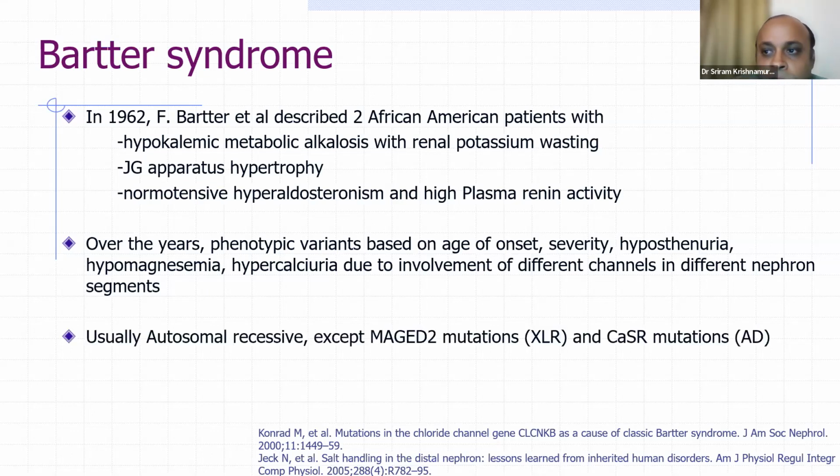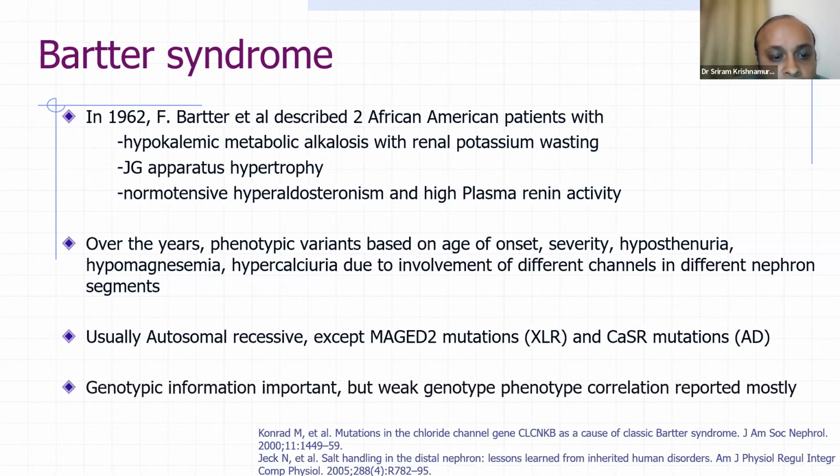And usually Bartter syndrome is autosomal recessive, except the type 5 Bartter, which is due to MAGED2 mutations. These are X-linked recessive, and the formerly called Bartter syndrome type 5 due to calcium sensing receptor mutations are known to be autosomal dominant. This has now been separated out as a separate entity and known as familial hypocalcemic hypercalciuria. It mimics Bartter, but according to the OMIM, it is not anymore Bartter syndrome. And then we also need to understand that genotypical information is important in Bartter syndrome, but mostly a weak genotype-phenotype correlation has been reported.